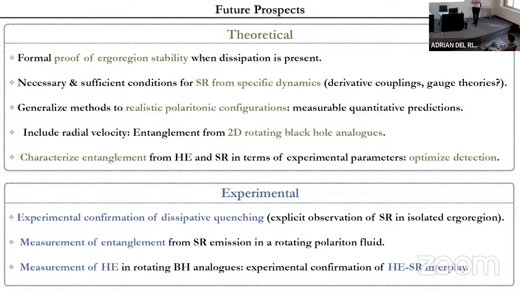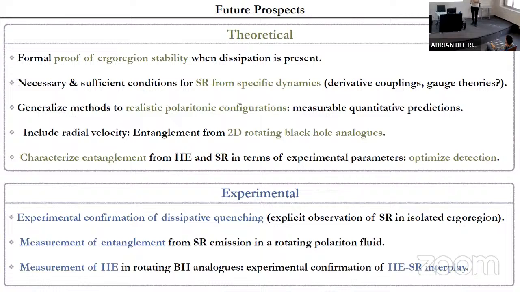There is a question: I showed what theories can have superradiance, but I didn't tell you which theories will have superradiance from, let's say, the Lagrangian. Only if you compute the scattering matrix can I tell you, right? So this could be an interesting question. Generalized methods to realistic polaritonic configurations. I showed a very simplified version with this step profile. This is not a realistic configuration, but the computations are easier. The idea is to just use experimental data or some modeling that is accurately similar and see how much entanglement is produced. Include radial velocity in the theoretical setups and then mimic two-dimensional rotating black holes, so we can have the Hawking effect, superradiance, and the interplay.